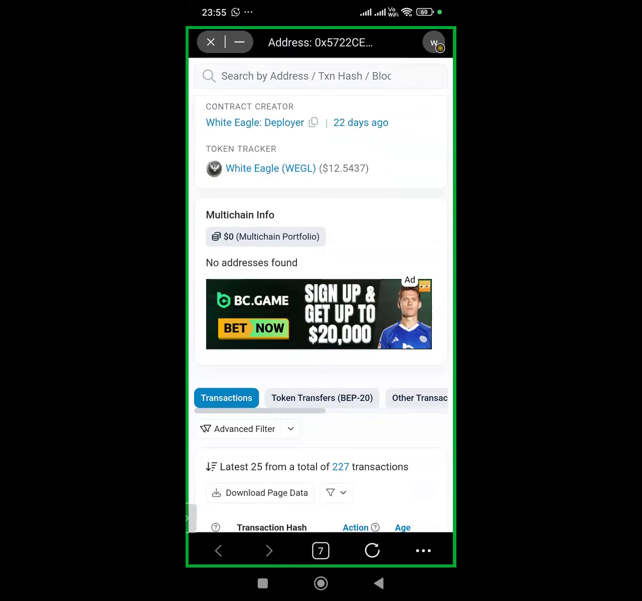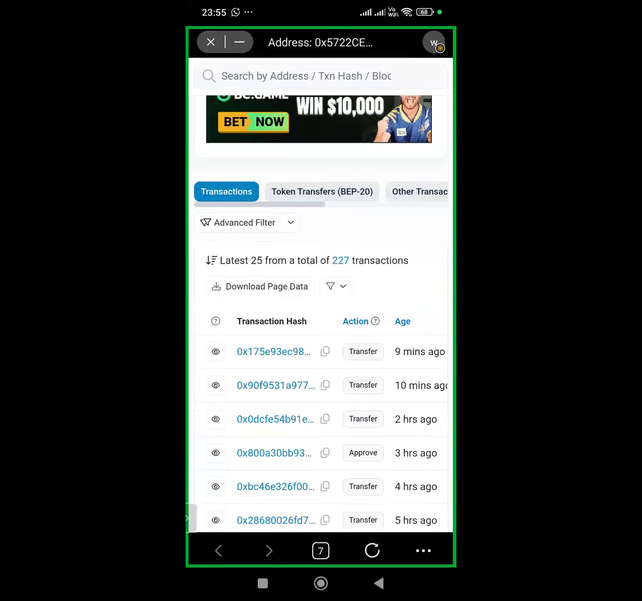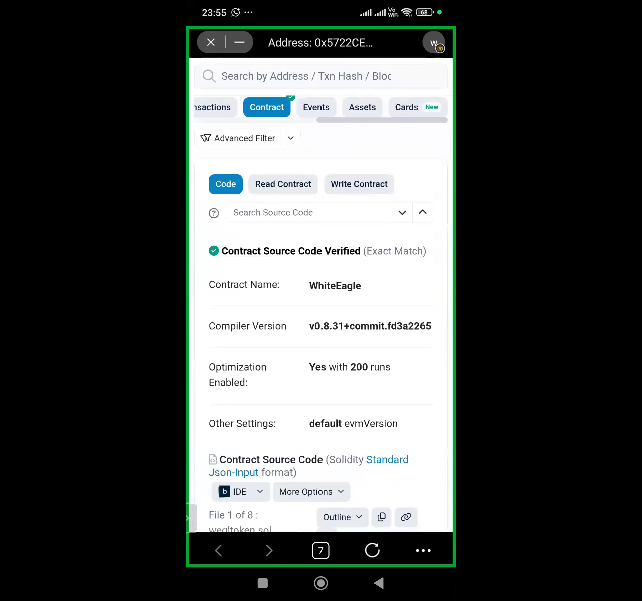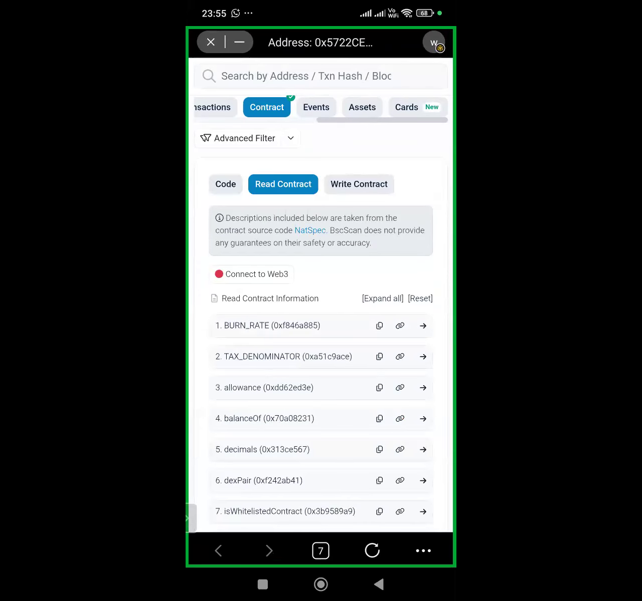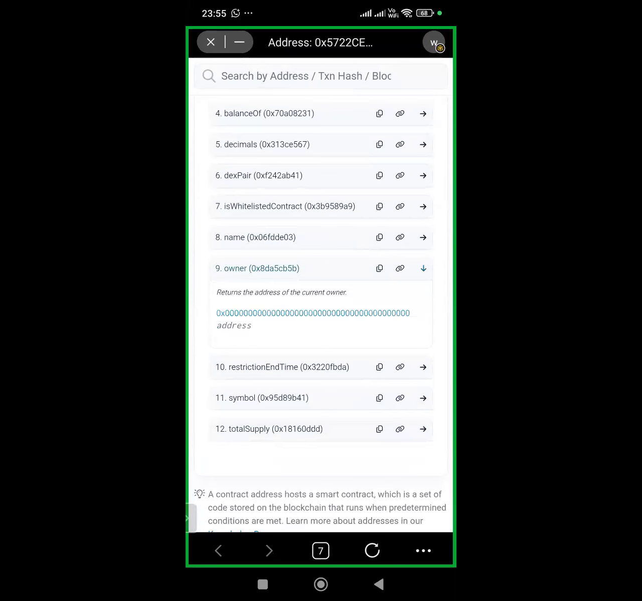You can see here this is the WEGL contract, deployed 22 days ago. If you go on the contract, this is the contract. You go on the read contract, this is the read contract. It will tell you every function here. You go on owner. See here, the owner is the zero address. This contract is deployed, and after the deployment, it was given to the zero address.